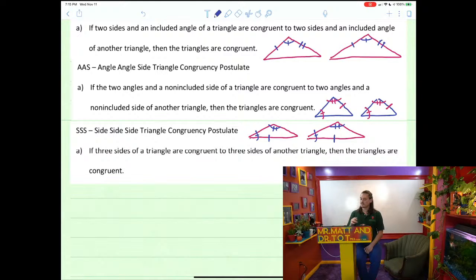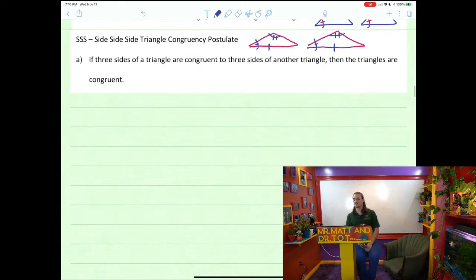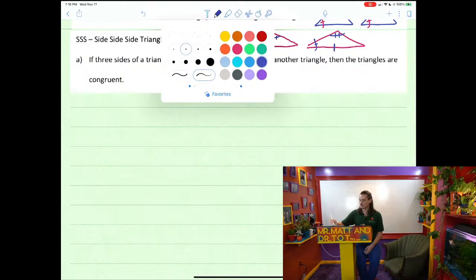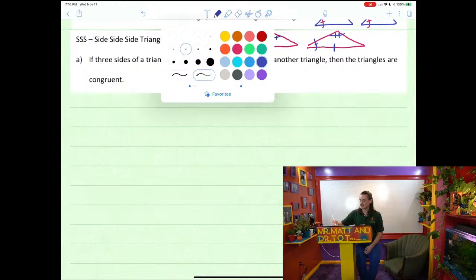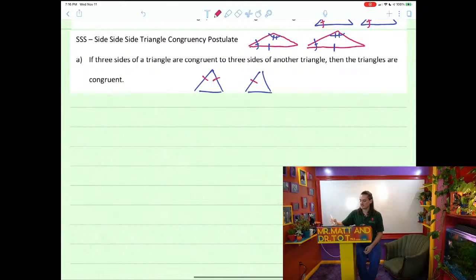And then lastly, we have side, side, side. So if 3 sides of a triangle are congruent to 3 sides of another triangle, then we know that the triangles are congruent to each other. So if I know that this side is congruent to that side, this one to this one, and then lastly that one to that one, I have side, side, side. But it's important to understand that it's not this. So notice that the order matters.